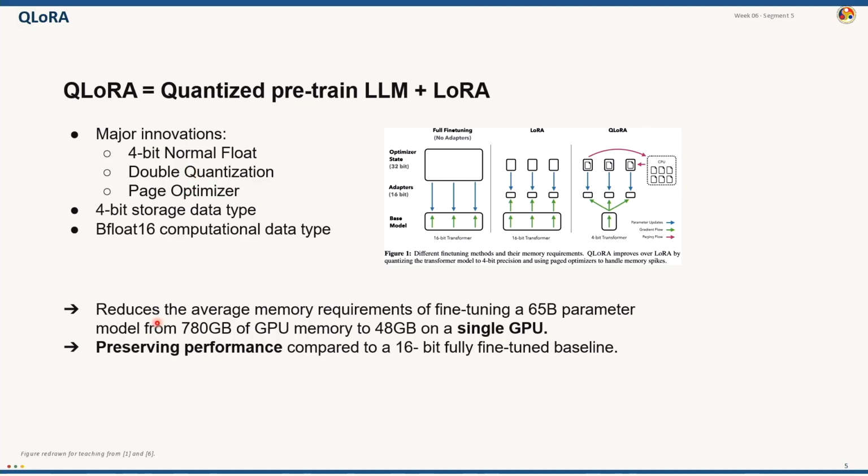You can go to the QLoRA paper and read about the comparisons also. So this is LoRA, and you can see the quantized version, from a 16-bit transformer to a 4-bit transformer. It reduces the average memory requirement while preserving performance compared to the 16-bit fully fine-tuned baseline. So there are comparisons to see.